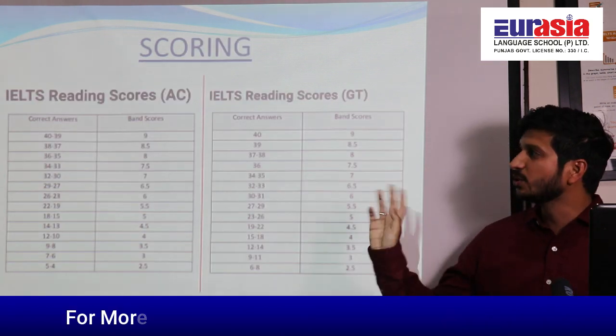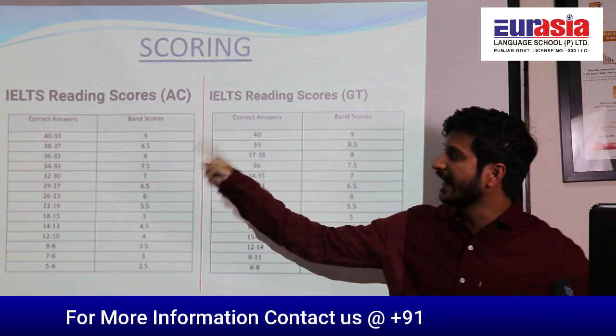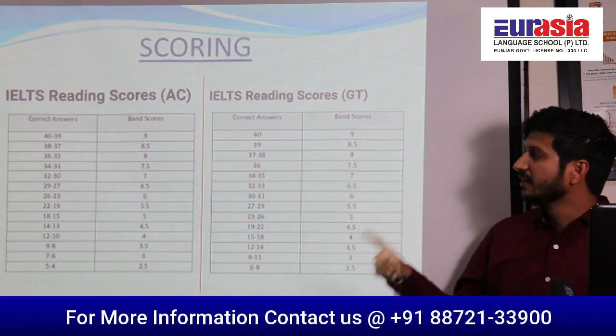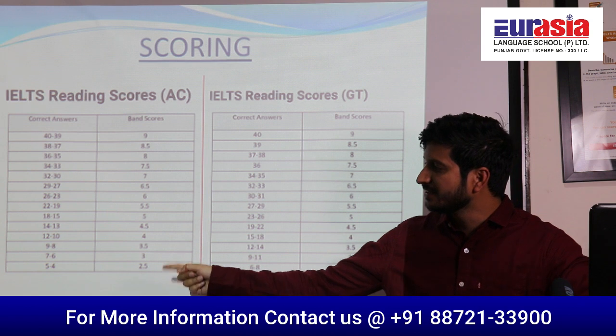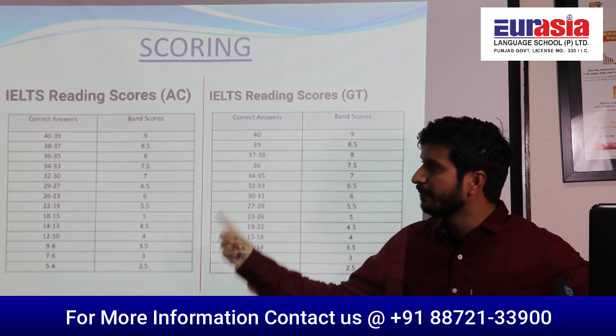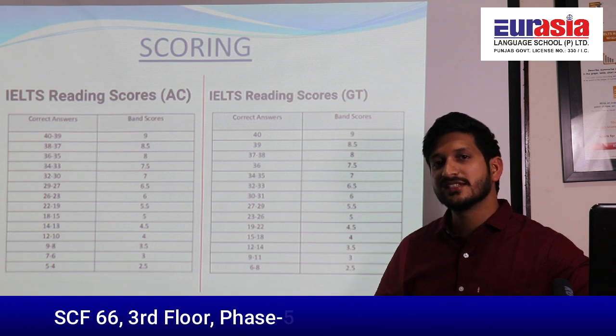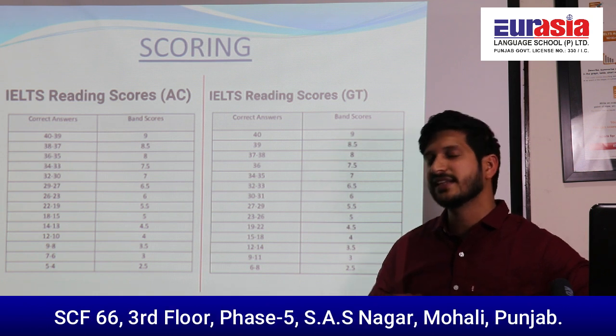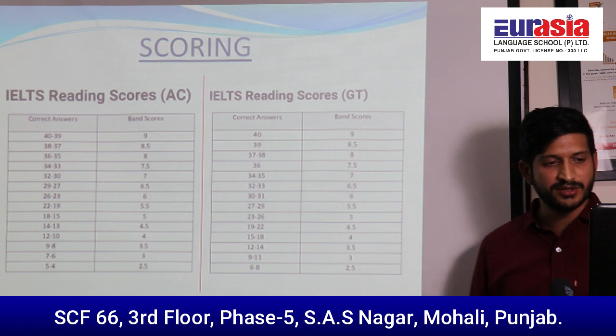This is how the scoring is done, for academic and for GT. This scoring depends on how many answers have been correct. In front of that you can see the band scores. I would say just aim for band 9. That is the best thing you can do for yourself.